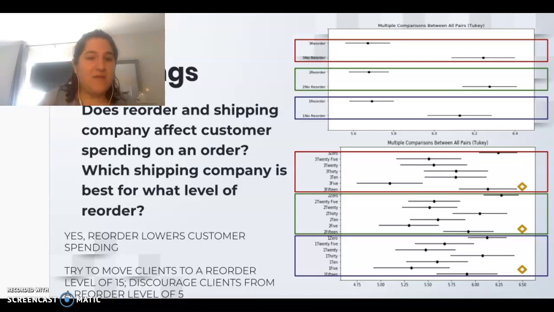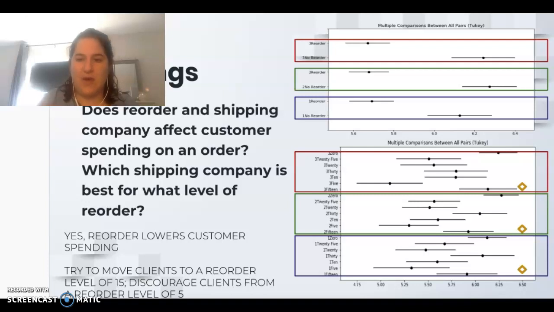The boxes are for shipping companies. But in this top graph, what you're seeing on the left is orders that have a reorder on them, and on the right, you're seeing no reorder. And so what we found is orders that have a reorder on them actually spend less. So we want to kind of figure out how we can manage that. We want clients to spend more. So what does that look like?